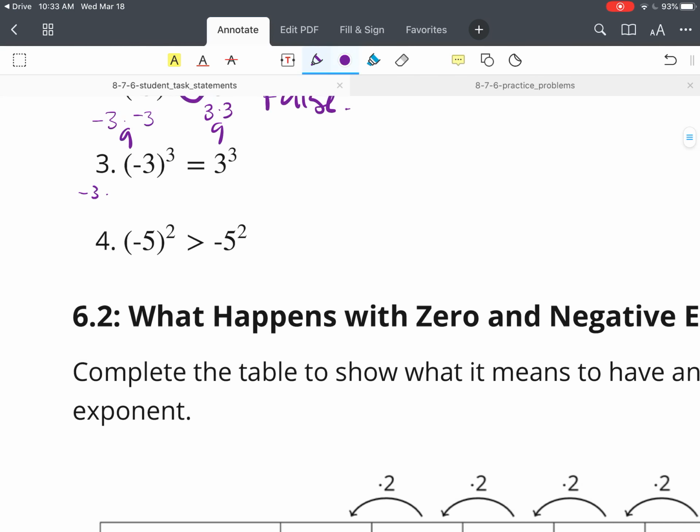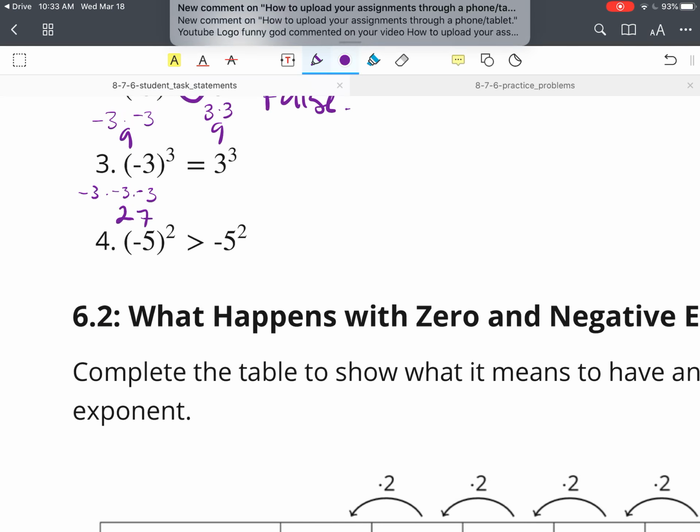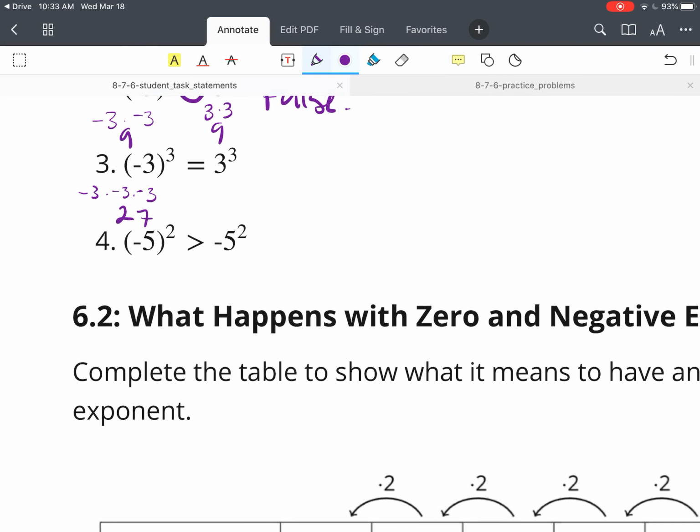-3 to the third power is -3 times -3 times -3, which, 3 times 3 times 3 is 27. But a negative times a negative times a negative is a negative. And then 3 times 3 times 3, well, that's 27, which is false. Positive 27 does not equal negative 27.